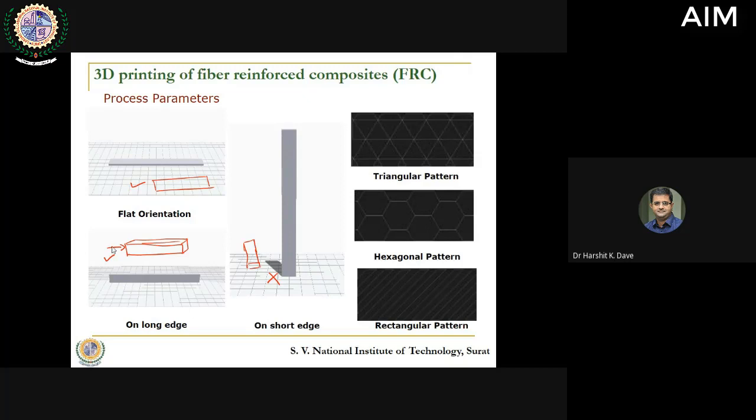Over and above the orientation, another possible parameter is the pattern. You can have triangular pattern deposition for fiber as well as for the polymer. You can create hexagonal patterns, and you can create rectangular patterns. Now these patterns are laid this way.